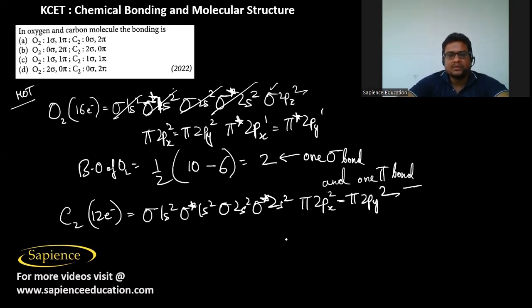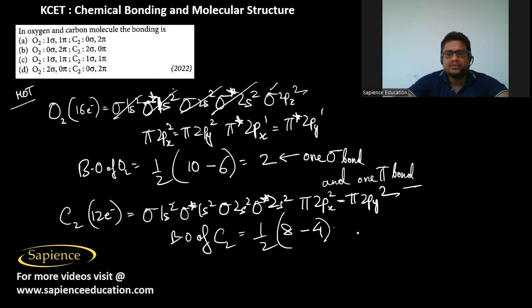So here the bond order of C2 molecule will be half of the number of bonding electrons, which is 8, minus the number of anti-bonding electrons, which is 4. So it will be 2. In these two bonds which are formed, sigma 1s2 and sigma star 1s2 will cancel, sigma 2s2 and sigma star 2s2 will cancel. So both these bonds which are formed are pi bonds.